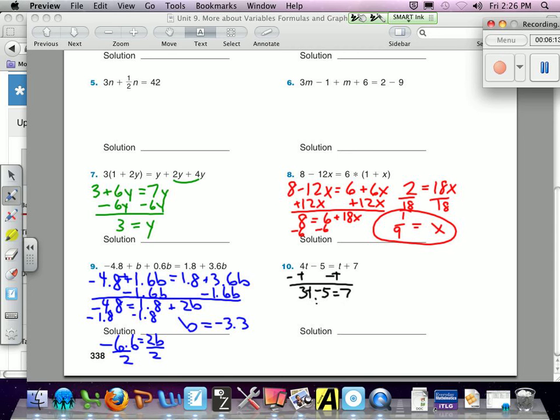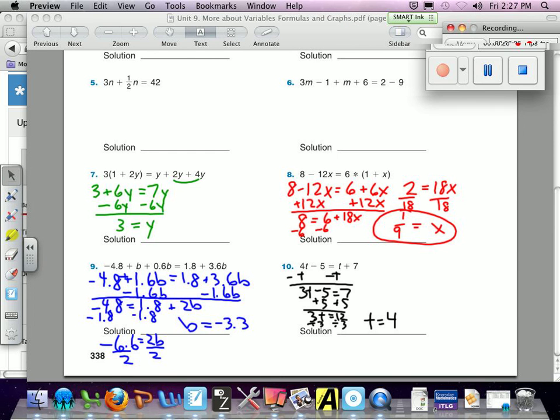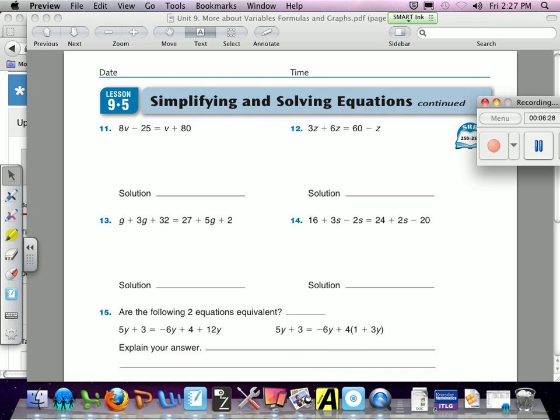Problem number 10, it looks like it doesn't need to be simplified at all before I start solving it, so that's good. 3t minus 5 equals 7, plus 5 on each side, 3t equals 12. Now divide by 3 on each side, and find that t equals 4. That would be the solution for problem number 10.